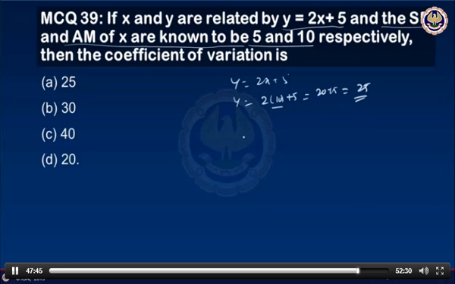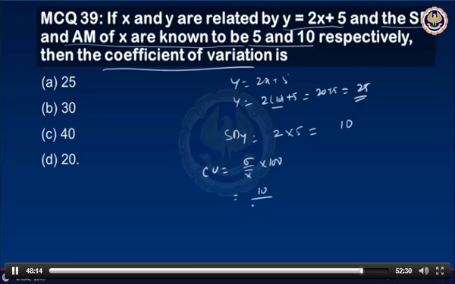So based on that, mean of x is 10, then mean of y is 25. Now we have to find the SD of y. SD of y is 2 into SD of x, and SD of x is given as 5, so 2 fives are 10. Based on the formula, the coefficient of variation CV is sigma by x bar into 100, that is standard deviation by mean into 100. Then it is 10 by 25 into 100, which is equal to 40. So option C is the correct one.